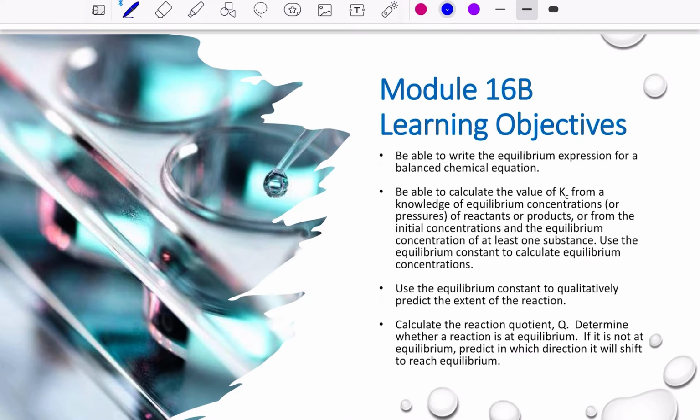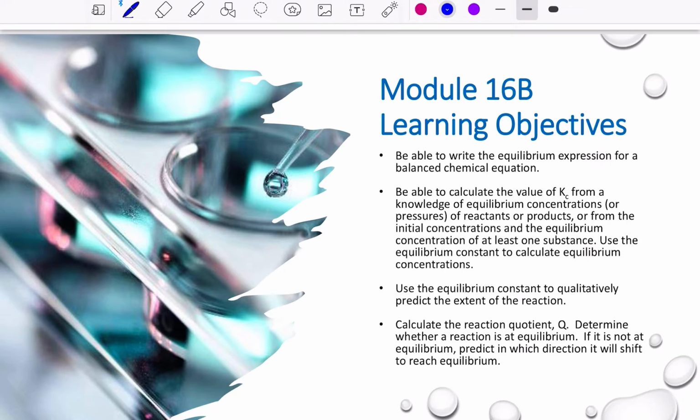You also need to be able to calculate the value of Kc from a knowledge of the equilibrium concentrations or pressures of reactants or products, or if you're given initial concentrations and the equilibrium concentration of at least one substance, you should be able to calculate the value of Kc as well. You can also use that equilibrium constant or Kc value to calculate equilibrium concentrations. You should be able to use the equilibrium constant to qualitatively predict the extent of the reaction.